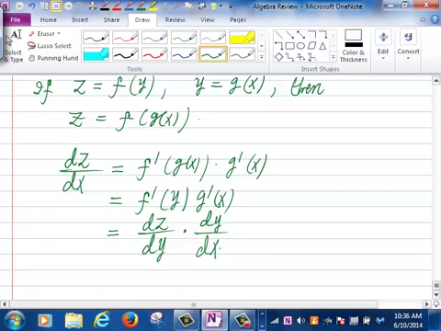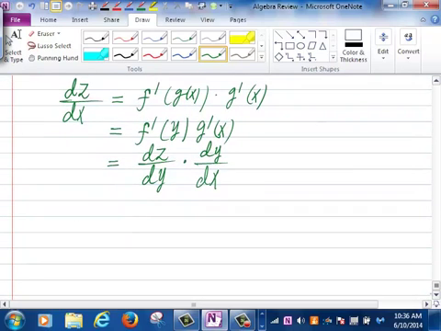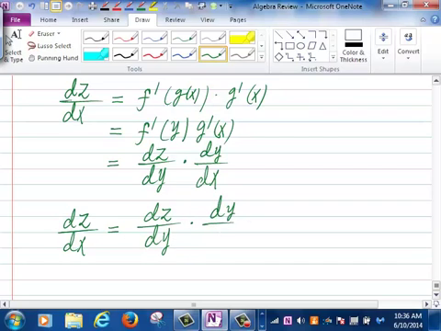Is everybody okay with that? So then I can write dz/dx to be dz/dy times dy/dx. Now when I write the symbol dz/dy, I don't mean arithmetic division.